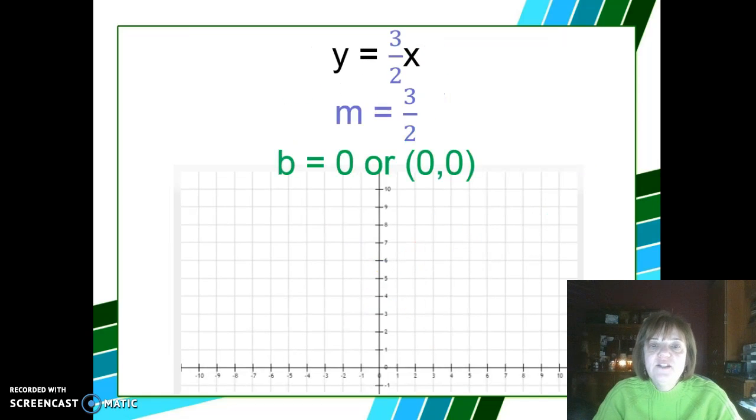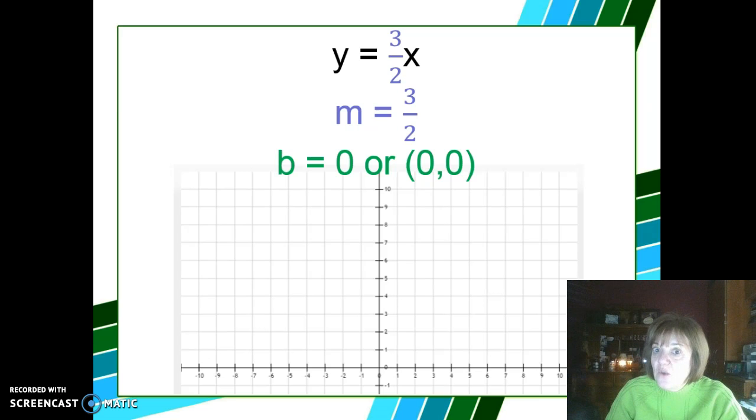Okay, now, here's a situation where I've got no plus b. Where's the plus b? There isn't any. I've got 3/2 x. We got our slope, 3/2, but there's no plus b. Well, that means b is 0. In this case, it's just plus 0. So there you got it: 0, 0.